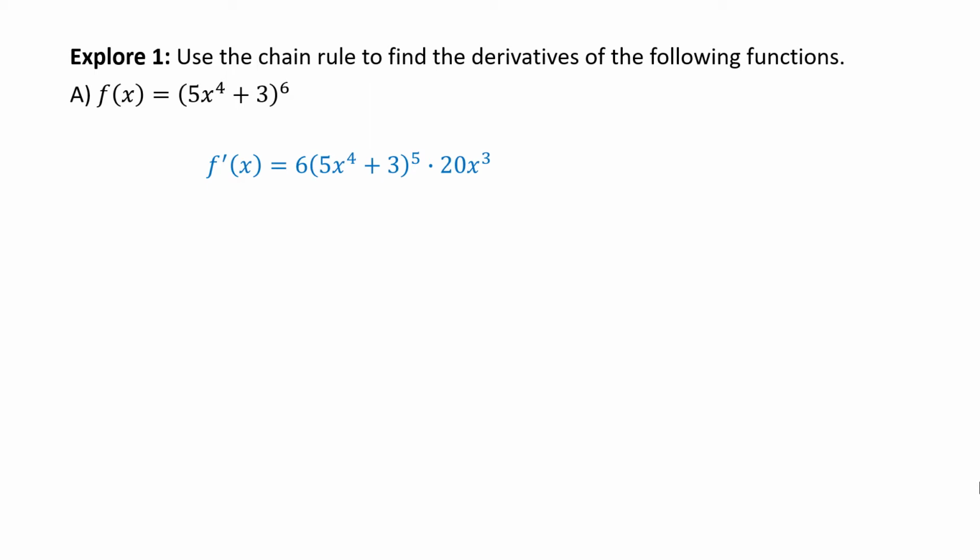The derivative of 5x to the fourth is 20x cubed. The derivative of 3 is 0. Let's simplify by multiplying 6 with the 20x cubed, so our derivative will be f prime of x equals 120x cubed times the quantity 5x to the fourth plus 3, all raised to 5.